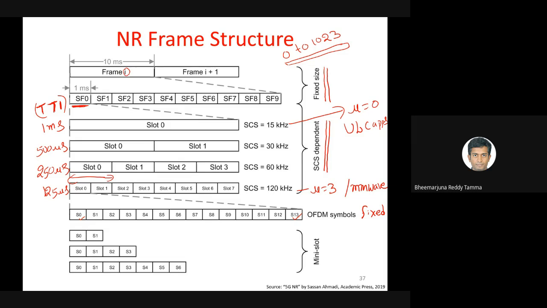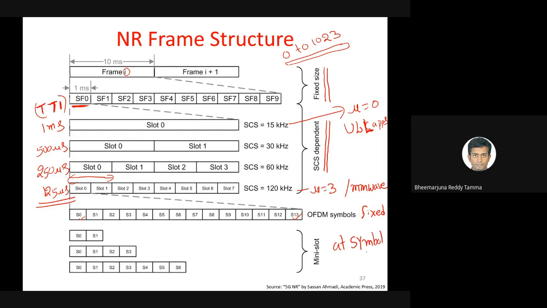So when you take numerology 0, we are doing the scheduling once every millisecond. And when you go to numerology 3, you are doing it once every 125 microseconds. That way it is done in 1/8 of the time of numerology 0. But you want to support URLLC applications, or ultra low latency applications. In the case of numerology 0, you can do something called mini slot, where you can do the scheduling at symbol level.